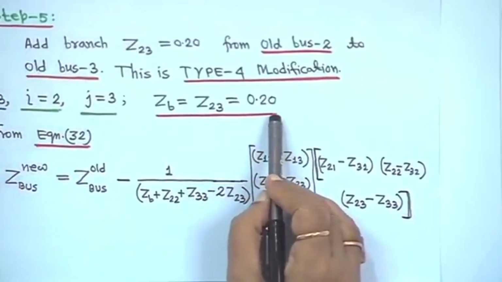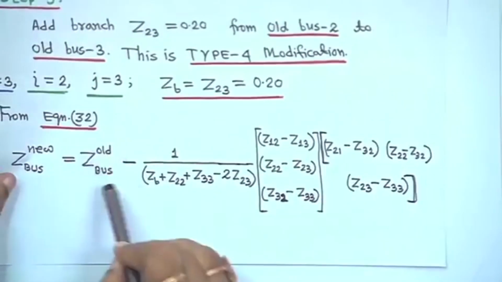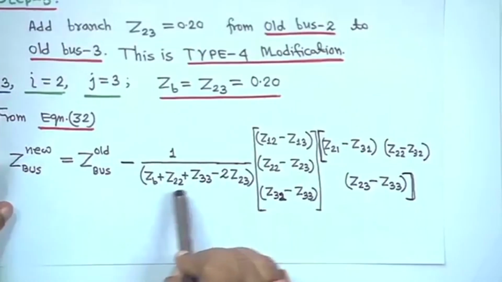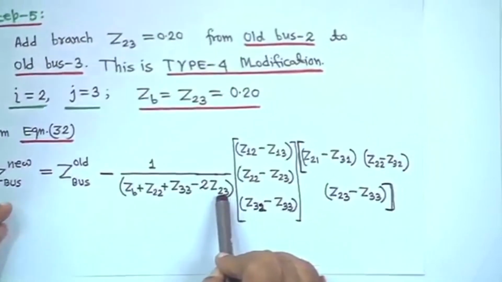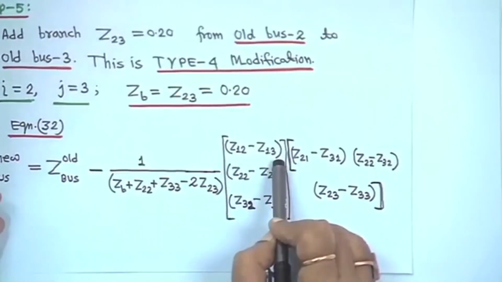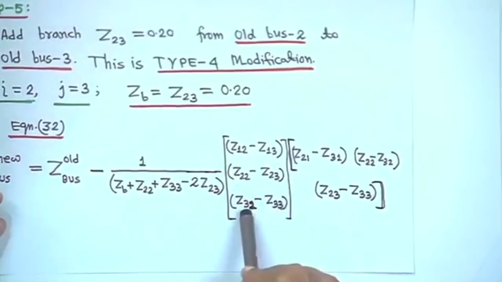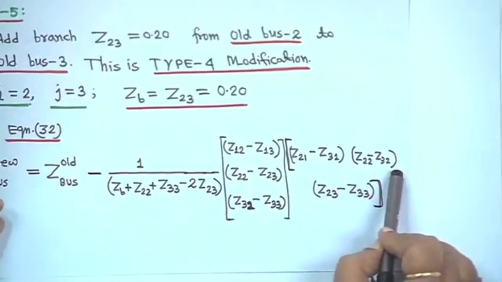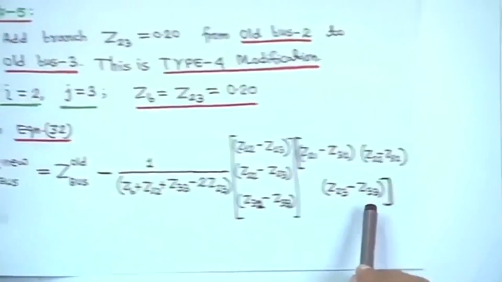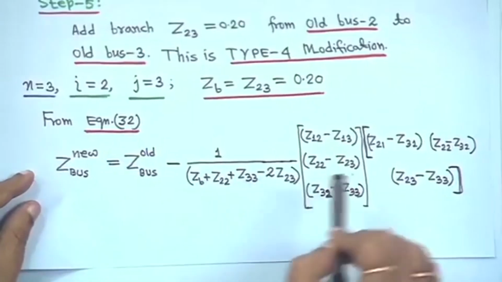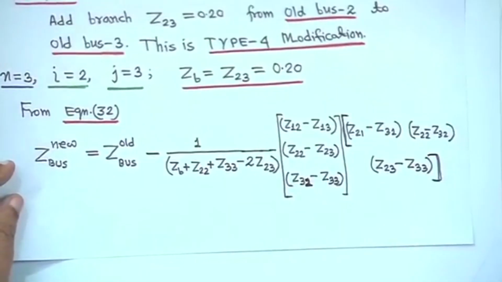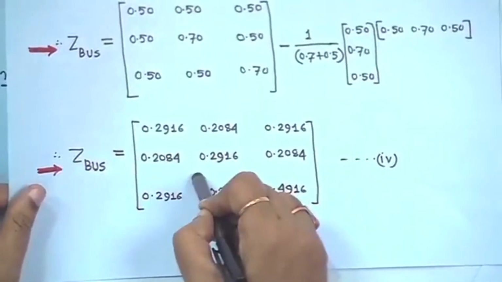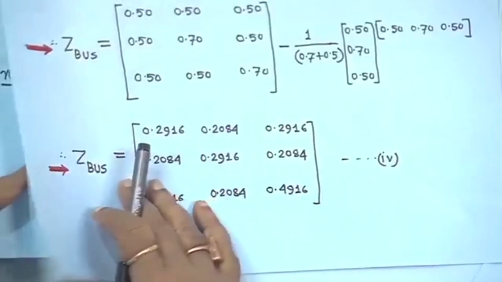and ZB is equal to Z23. So, equation 32 if we write like this: Z bus old minus 1 upon ZB plus Z22 plus Z33 minus 2 into Z23, and Z12 minus Z13, Z22 minus Z23, Z32 minus Z33 into Z21 minus Z31, Z22 minus Z32 and Z23 minus Z33, right. So, from equation 32 you can write this equation, and Z bus old means previously whatever we have obtained, that will be always Z bus old. It is something like an iterative process, right.